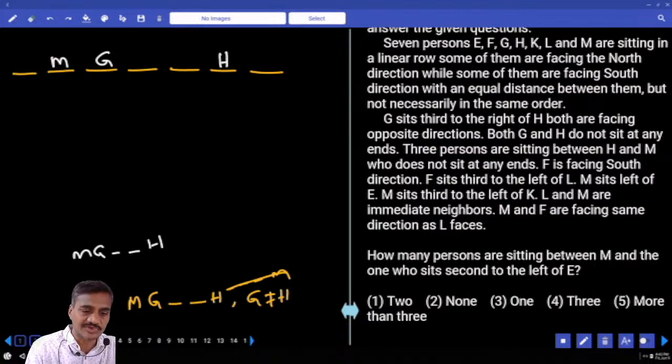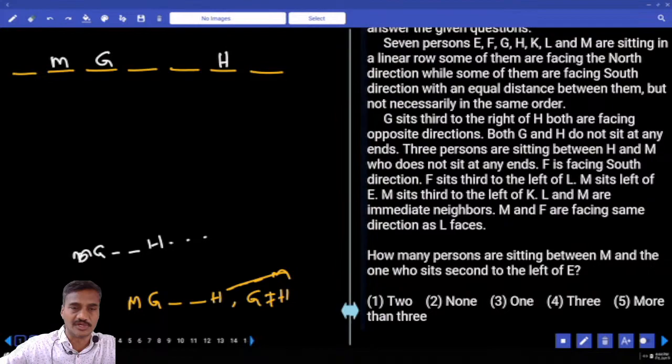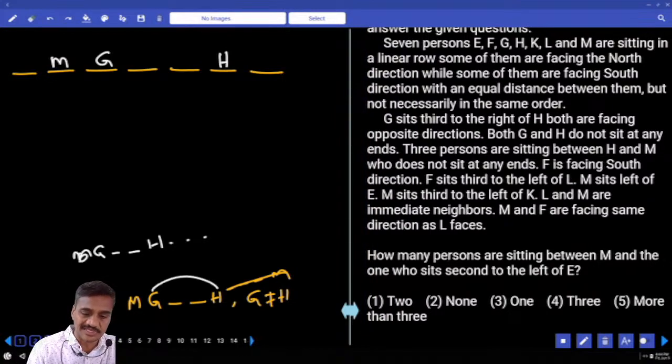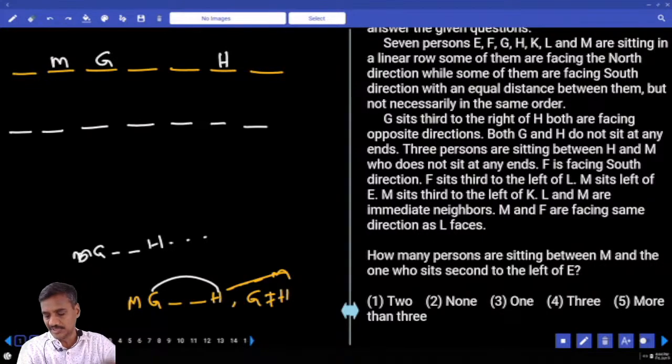Now, if G and H were like this, then if you extend this one in the same direction, first G sits to the right of H, isn't it? G is to the right of H, either like this or like this, isn't it? And in the next case, if you observe 4, 5, 6, 7, how many people are there? 7 people. Then in this case, what happens? Both the persons, the entire diagram will be reversed.